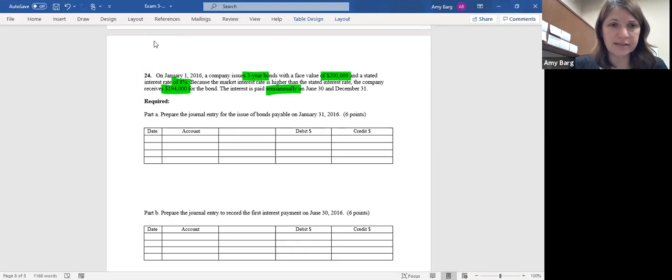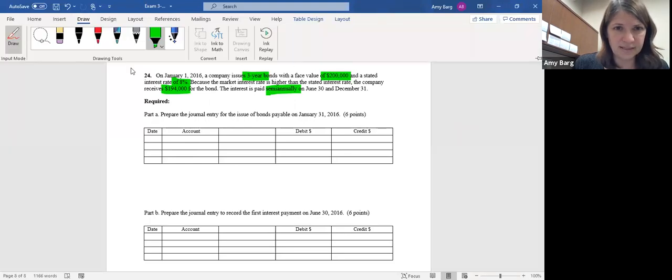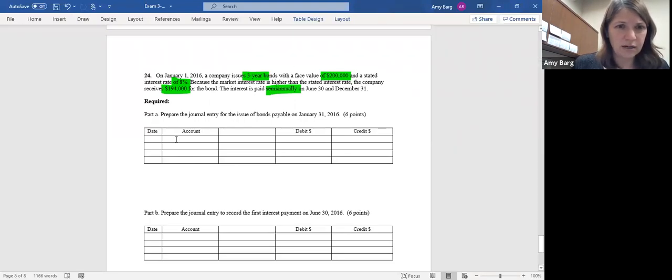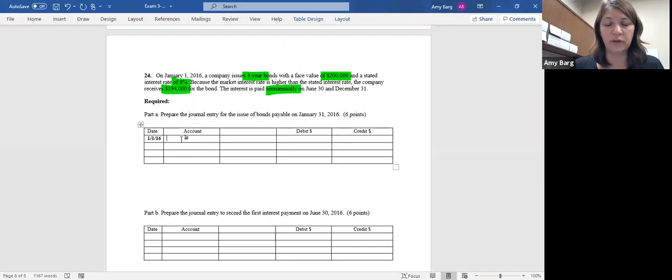So the first thing it tells us is to prepare the journal entry for the issue of the bond. So on 1/1/16, when we issue a bond it's because we need money. We're trying to do something and we need cash to do it. So that's why we issue a bond. When we sell a bond, we get cash, and it tells us exactly how much cash we got. It tells us that we got $194,000 for the bonds.